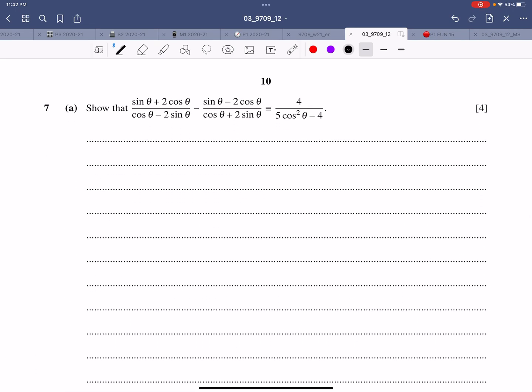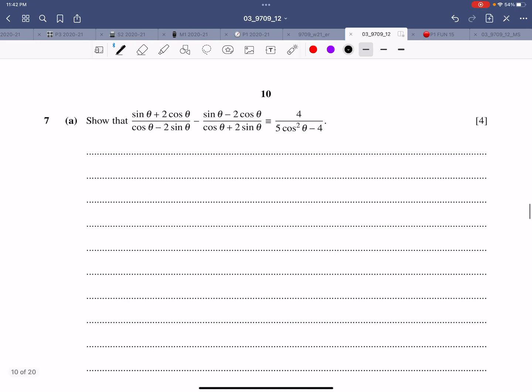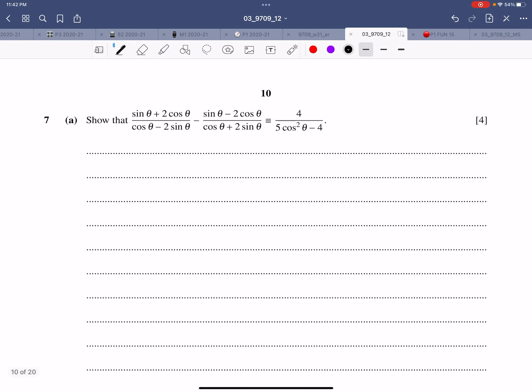Question number 7, let's see. It says sine theta plus 2 cos theta, and everything is over there. You have to prove this thing. Let sine theta equal S. Let cosine theta equal C. S plus 2C over C minus 2S, negative sign in the middle, S minus 2C over C plus 2S. We are starting from the left hand side, which makes sense.